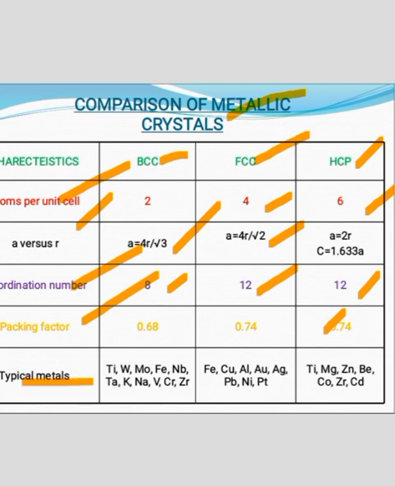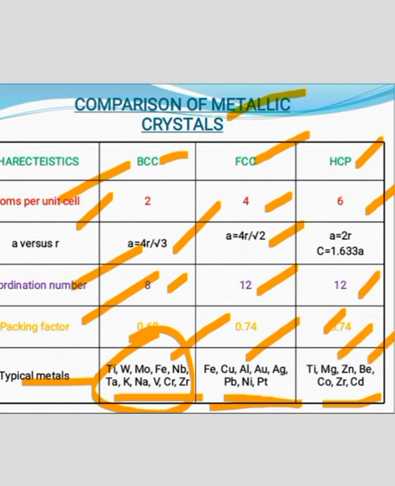Typical materials: body-centered cubic includes tin, tungsten, molybdenum, ferrous, niobium, sodium, vanadium, chromium, zirconium and the like. FCC includes ferrous, aluminium, gold, silver, lead, nickel, etc. HCP includes tin, Mg, zinc, Be, Co, cadmium. So these are all the comparison of metallic crystal structures.